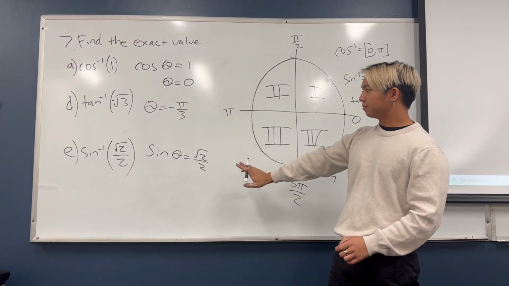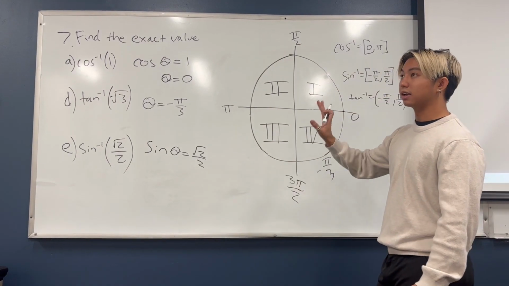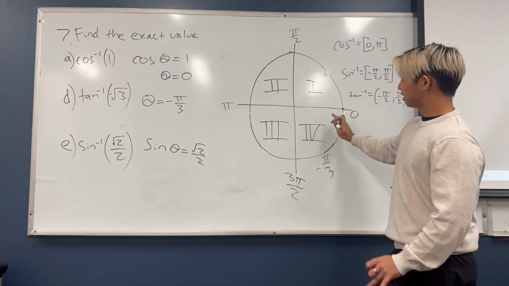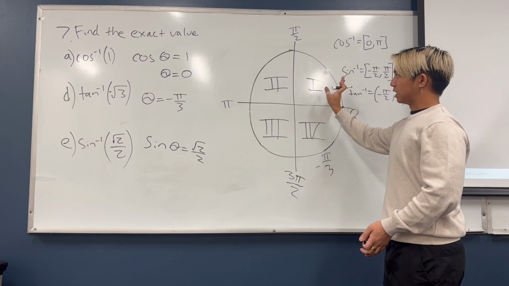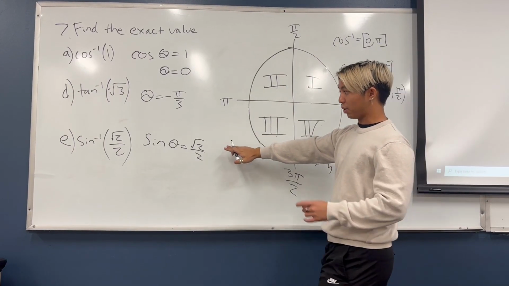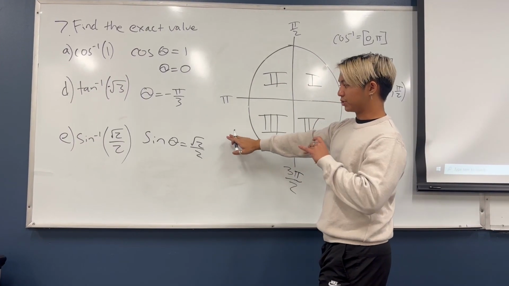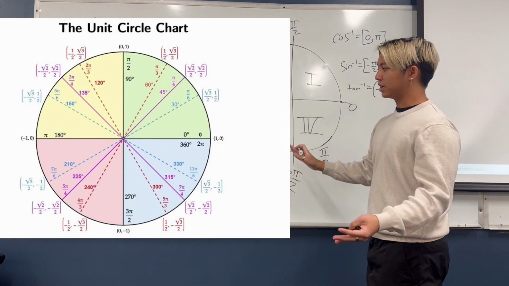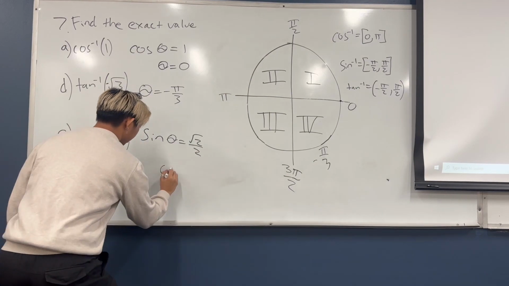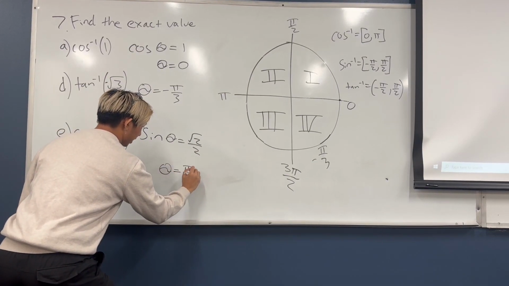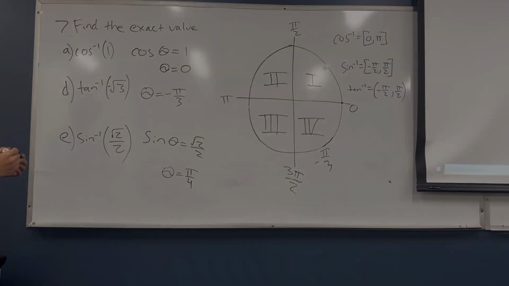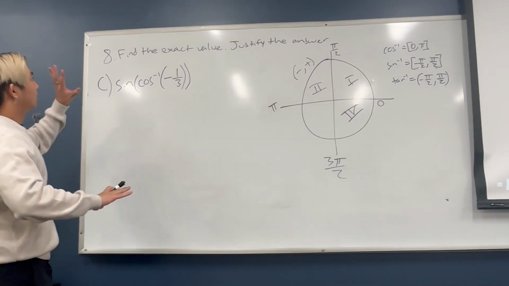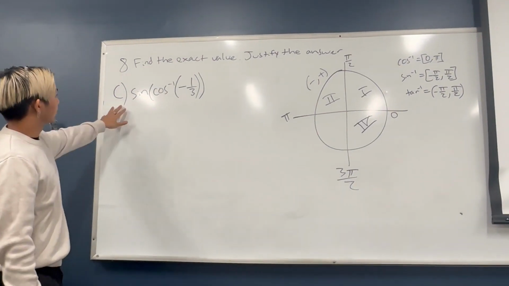So what angle gives us a positive sine value? Quadrant 1. So what angle in quadrant 1 gives us a y value of square root 2 over 2? If we look at the unit circle again, we know that our theta here is equal to pi over 4. So again, this is question A. So this is now question C.